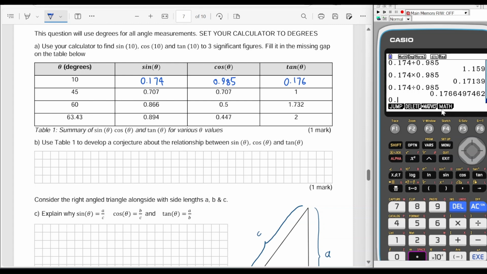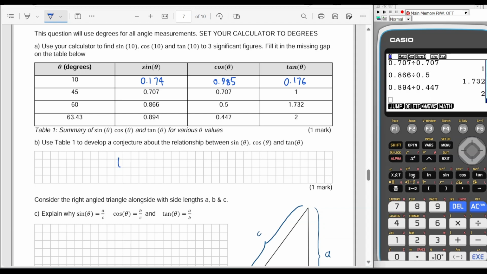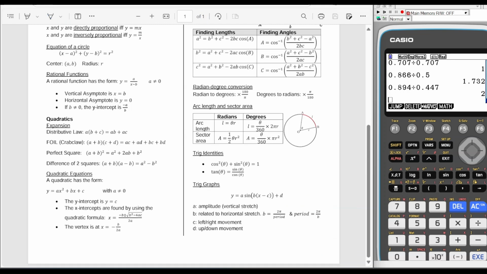Cool. So we could try the next one, 0.707 divided by 0.707. Hey, cool, you do get 1. That's good. 0.866 divided by 0.5. Hey, you get 1.732. That's good. 0.894 divided by 0.447. And look at that, you get 2. So it looks like tan of theta is sine of theta over cos of theta. And it's also on your formula sheet, so hopefully that looks familiar as well.